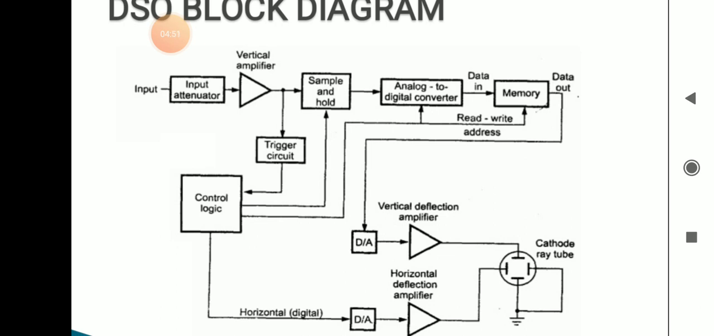Next point, if a 12-bit converter is used, then an accuracy of about 0.1 percent and a resolution of 0.025 percent is obtained. So this is the standard accuracy and resolution of a 12-bit converter.